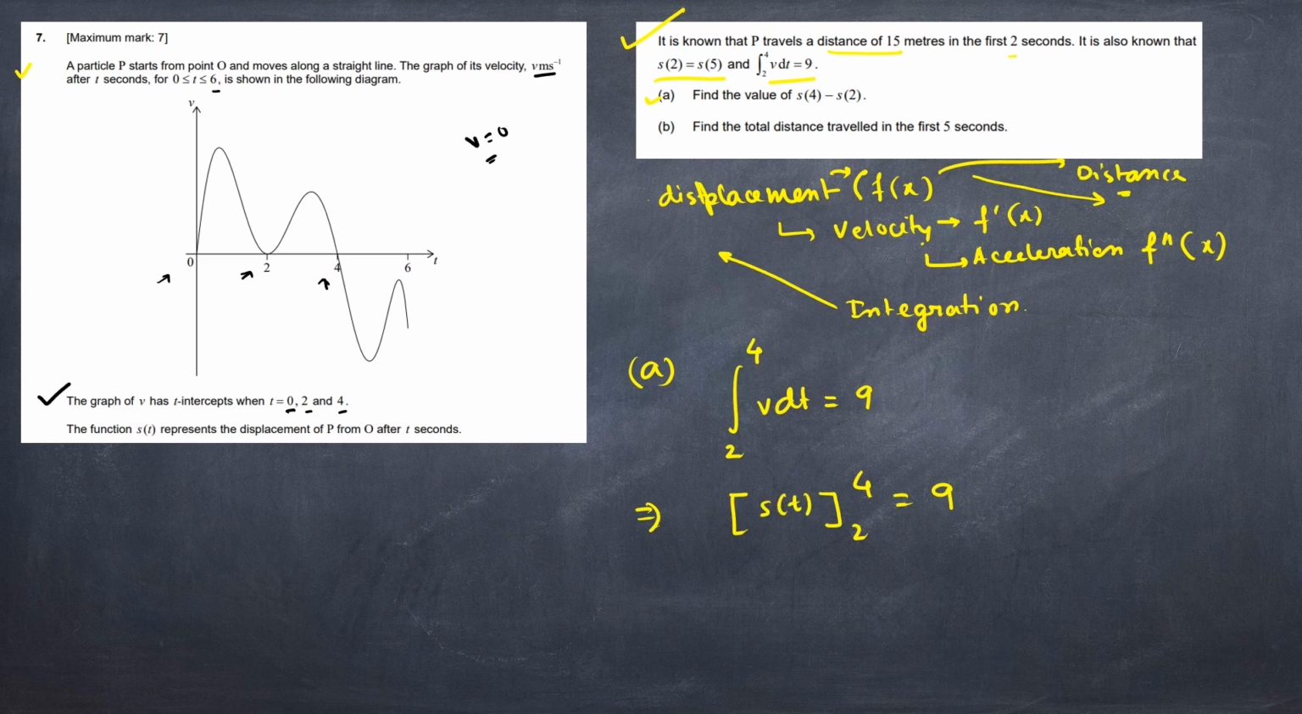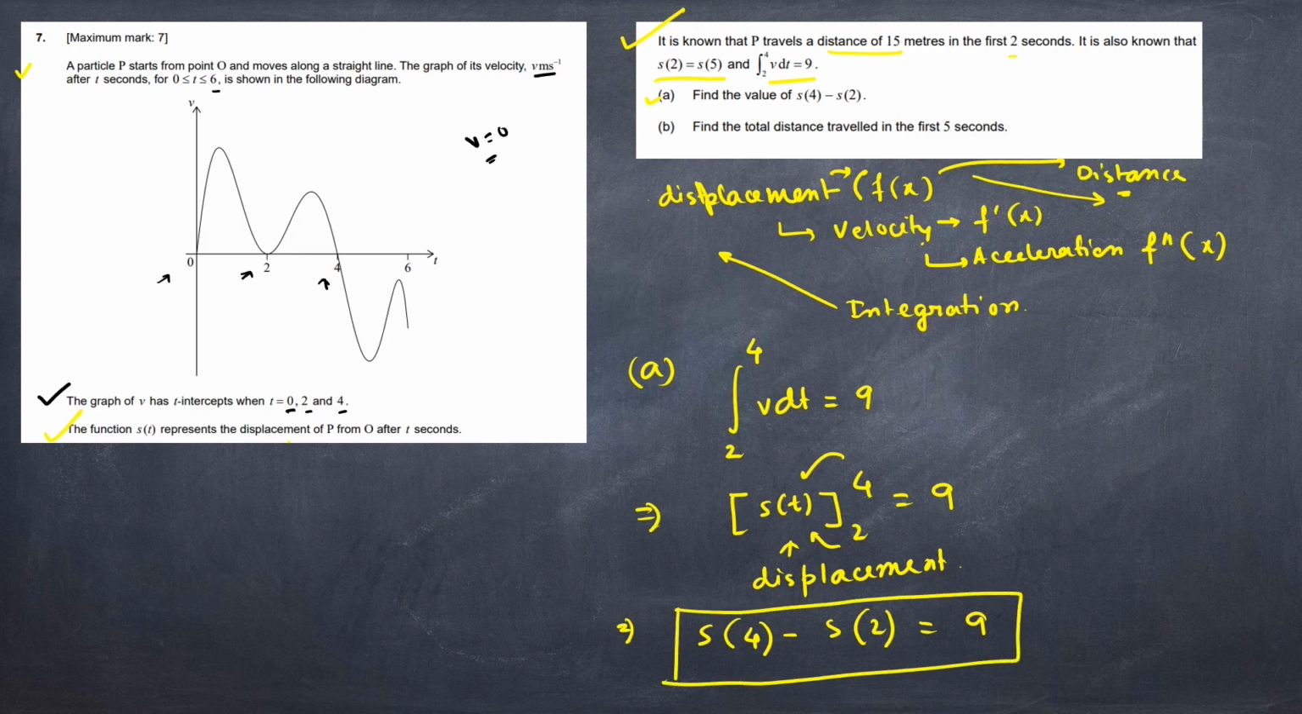So s(t) here is denoted as s. Here you can see the function s(t) represents the displacement. Each and every point from the question you need to read. So here you can see the displacement function is s(t). Now we can write from here, s of 4 minus s of 2 is equal to 9, because upper limit minus lower limit is the answer. So s of 4 minus s of 2 is equal to 9, which we needed to find out. So the answer for this is 9.